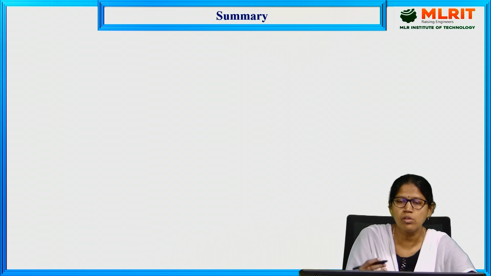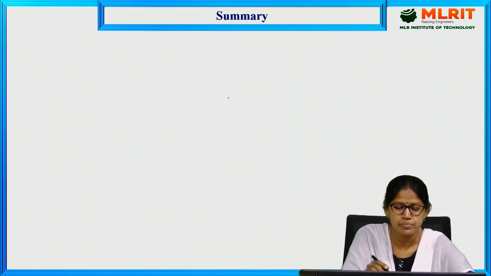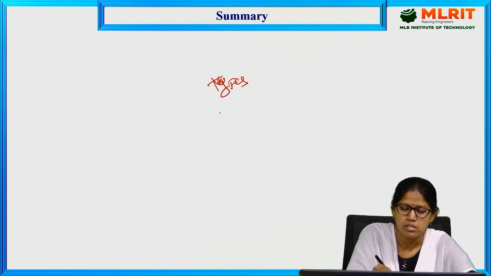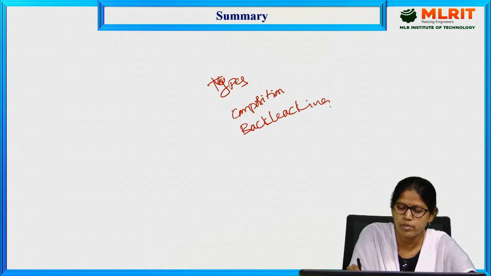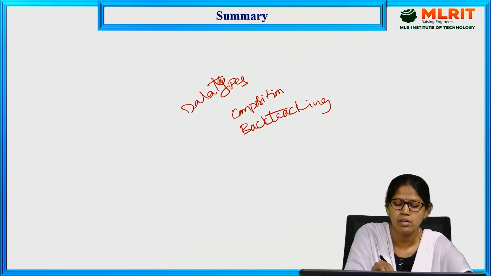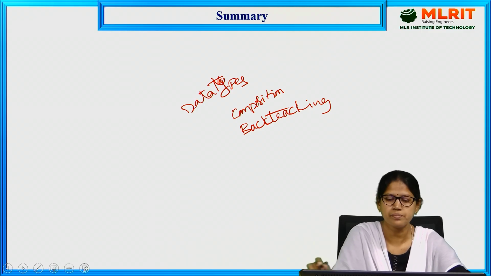Okay. So in this session, we have seen variables, types of data, composition types, and backtracking, how it is performed. We have seen data types and backtracking in this session.